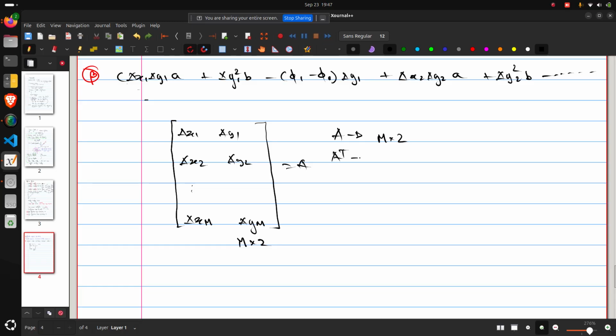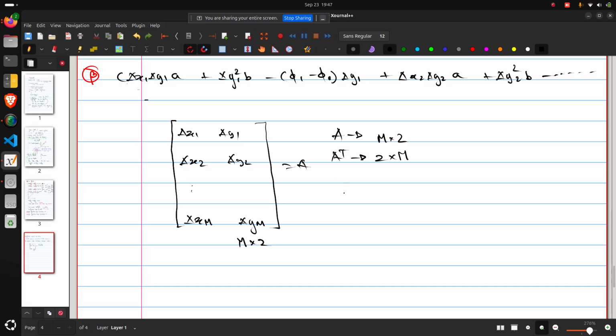And what will be A transpose? A transpose will be a 2 cross m, right? So the transpose, what we do is we just flip the axis, right? So the x axis becomes the y axis, and vice versa. So the number of rows becomes the number of columns. We replace the number of columns with the number of rows.